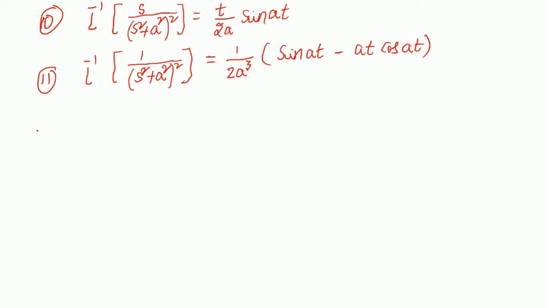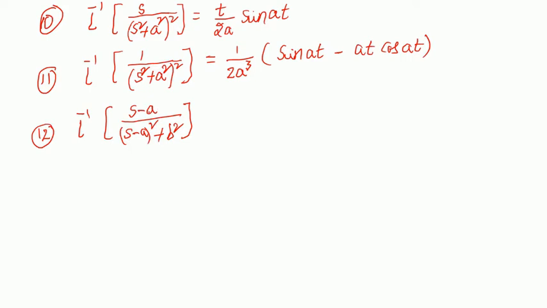Now the 12th one is L inverse of (s minus a) by ((s minus a) whole square plus b square). This is the 12th one, which we can see in the properties of inverse Laplace transform. There I will tell again. So what is that here?